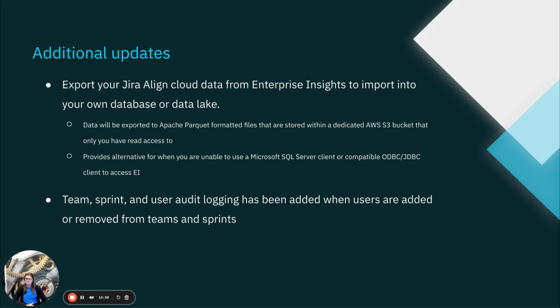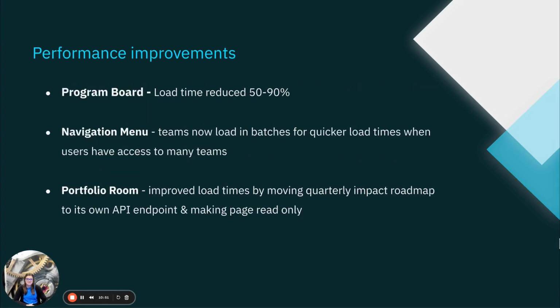Additionally, we have some updates to our audit logging. Whenever a user is added or removed from teams or sprints, the team sprint and user audit logging will be in place. And Atlassian does continue with their performance improvements. With this release, we will see improvements to the program board. Atlassian has reduced the loading times for the program board by 50 to 90% by optimizing the SQL queries used to render the program board each time it loads.